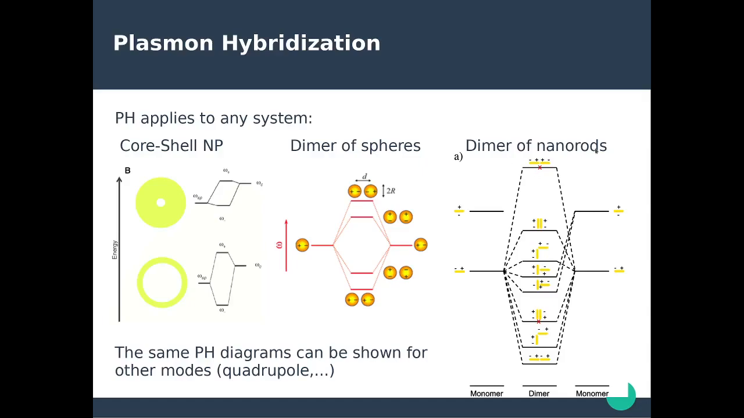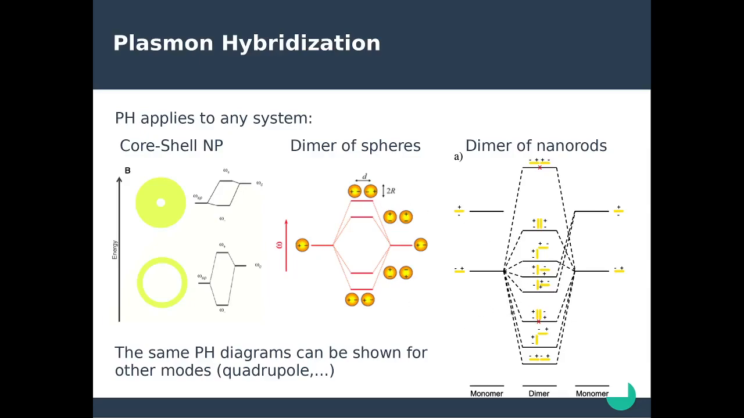In the case, for instance, of a dimer of nanorods, you can have the transverse dipole of the nanorod, or the longitudinal dipole, and then they can interact to form a variety of different modes depending on how you place the two nanorods with respect to each other, if they are aligned, if they are parallel, or if you're forming more complex configurations, and depending on how you excite the system with light. So the plasmon hybridization is very powerful.